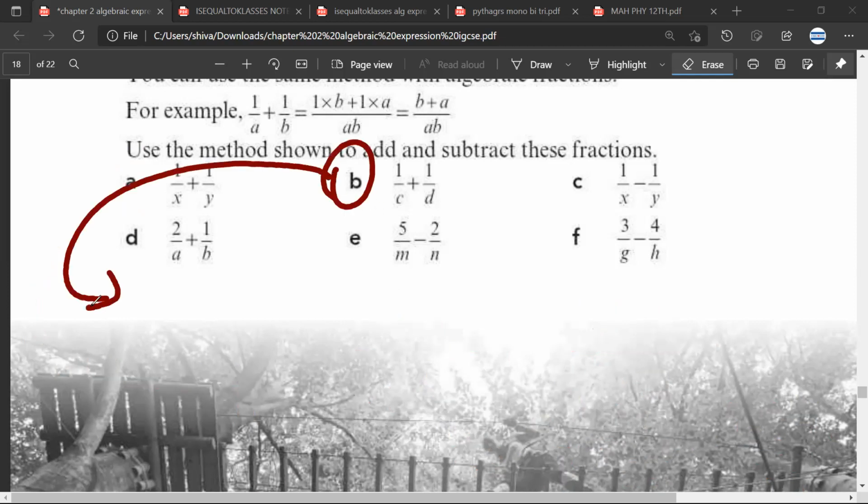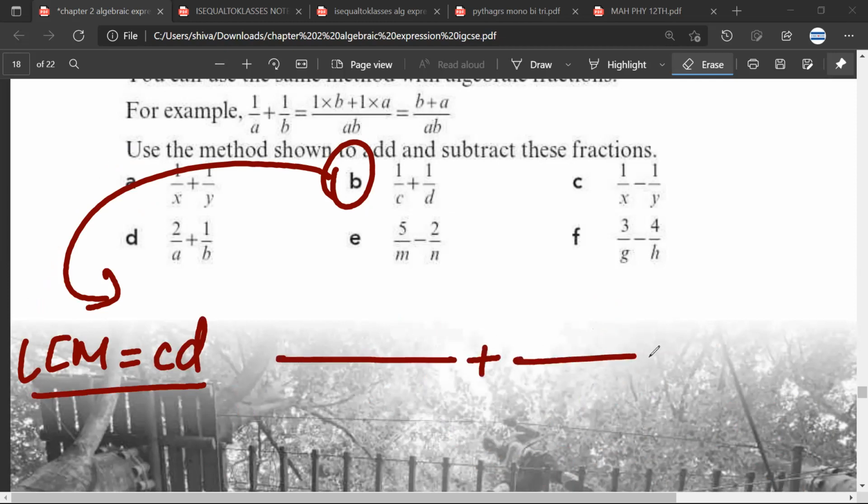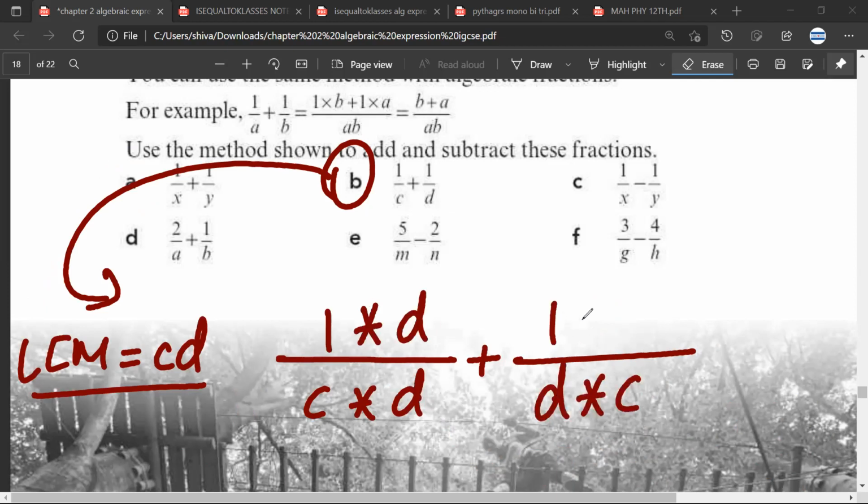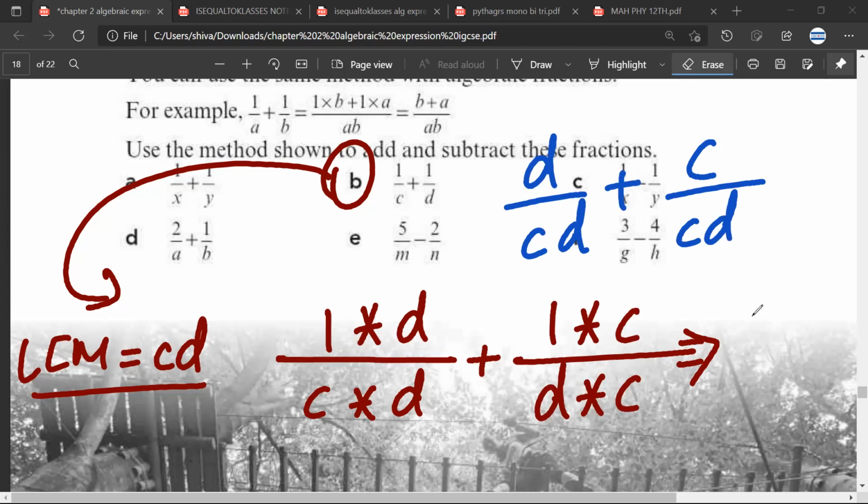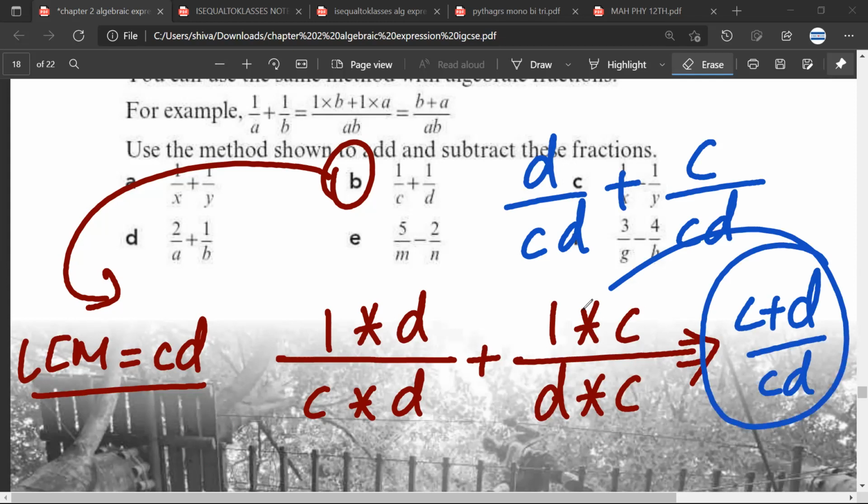Mr. Satya, how should I do this? What will be the LCM? So the LCM would be CD. So we have to do 1 into D upon C into D plus 1 into C upon D into C. So it would be D upon CD and C upon DC. Sorry, CD. Mr. Arvind, have we understood? Yes, sir. Mr. Satya? Yes, sir.